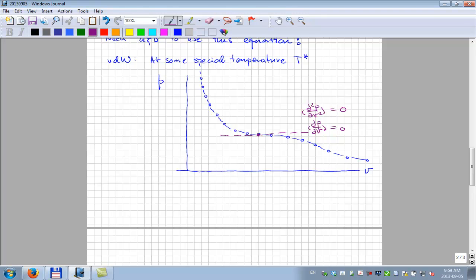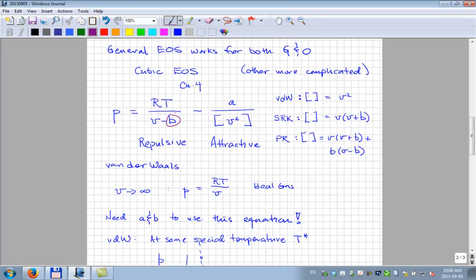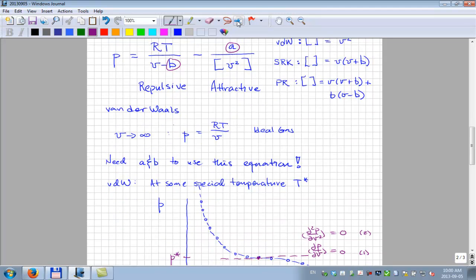And of course, what's the special temperature? We come back to that. But the point was that at this particular temperature and at this particular pressure, which we'll just say P star, and at this particular volume, V star, we had these two equations and two unknowns. And you could solve for those analytically, directly. If we knew P star and T star, then we could find those A and B straight away.